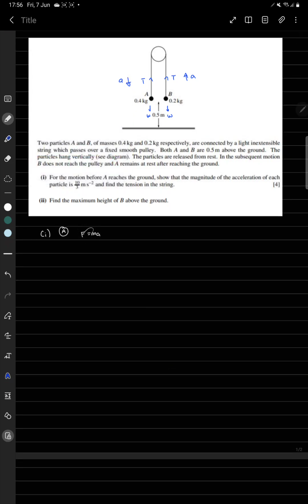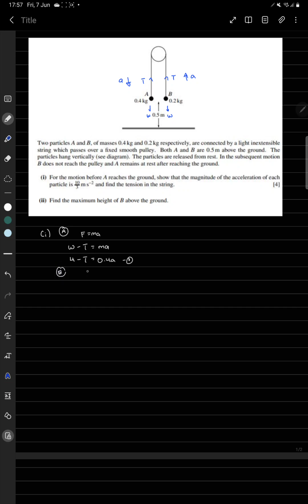Focusing on particle A, F equals ma. The possible forces here: W is going to be positive because it's in the same direction as acceleration, minus tension equals ma. So the weight of particle A is 4, so 4 minus T equals 0.4A. Let's call this equation number 1.